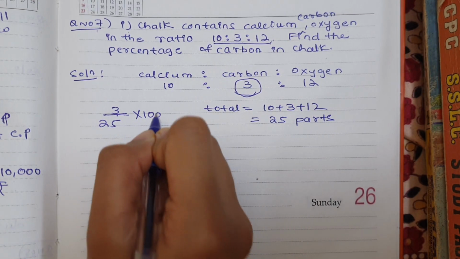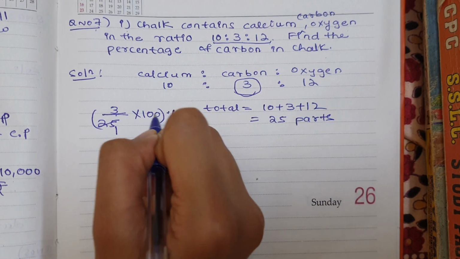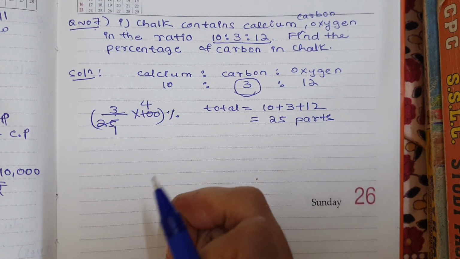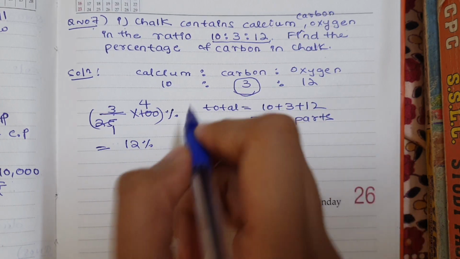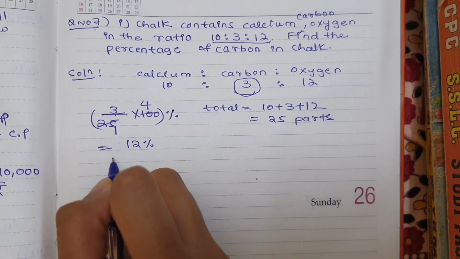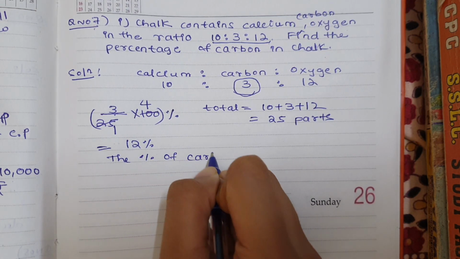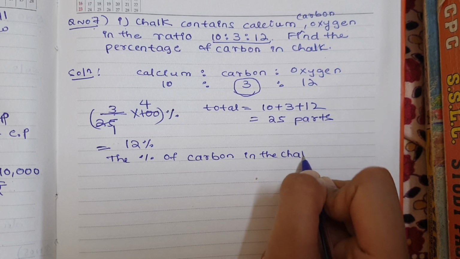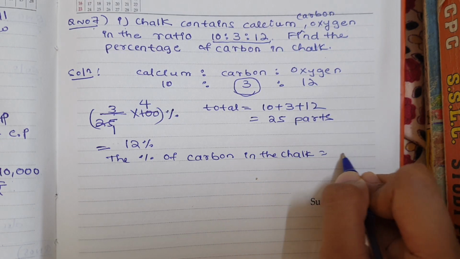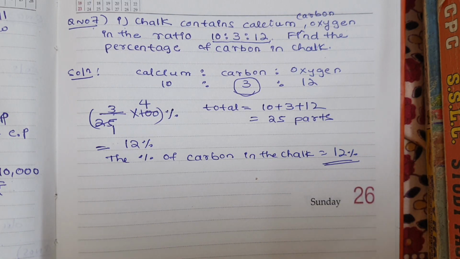So multiply this with 100 and a percentage symbol. 25 ones are 25, 25 fours are 100. So the answer will be 12%. The percentage of carbon in the chalk is 12%. Then shall we move to the second sub question?